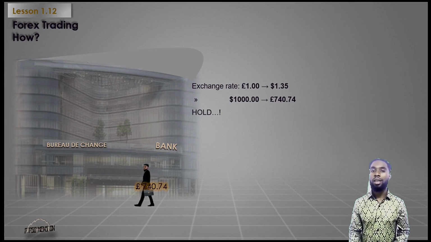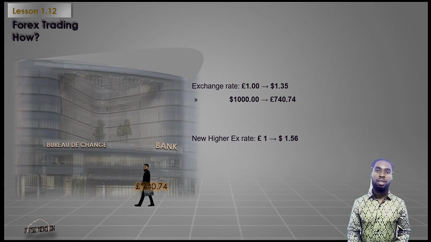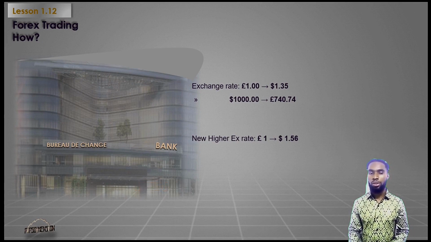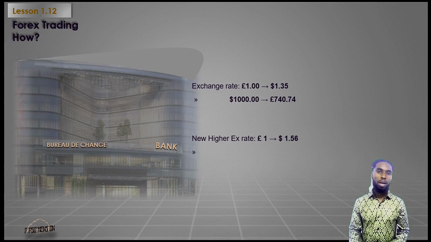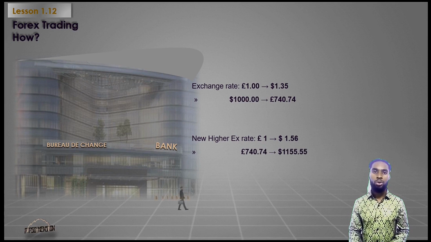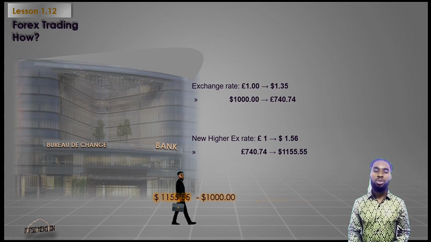Now you hold these pounds for some time, like a few days, after which you decide to exchange your Great British pounds back into US dollars. This time, upon getting to the bank, you realize there has been a new exchange rate. Let's say now 1 Great British pound will give you 1.56 US dollars. With this new rate, when you exchange your 740.74 Great British pounds back into US dollars, you will have 1,155 US dollars and 55 cents. So when you compare this to the initial 1,000 US dollars, you'll realize you've made $155 and 55 cents as profit.